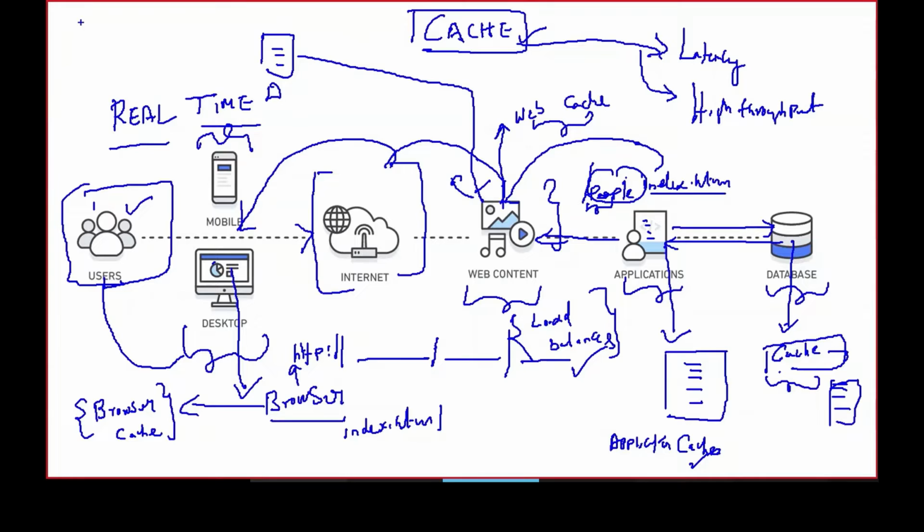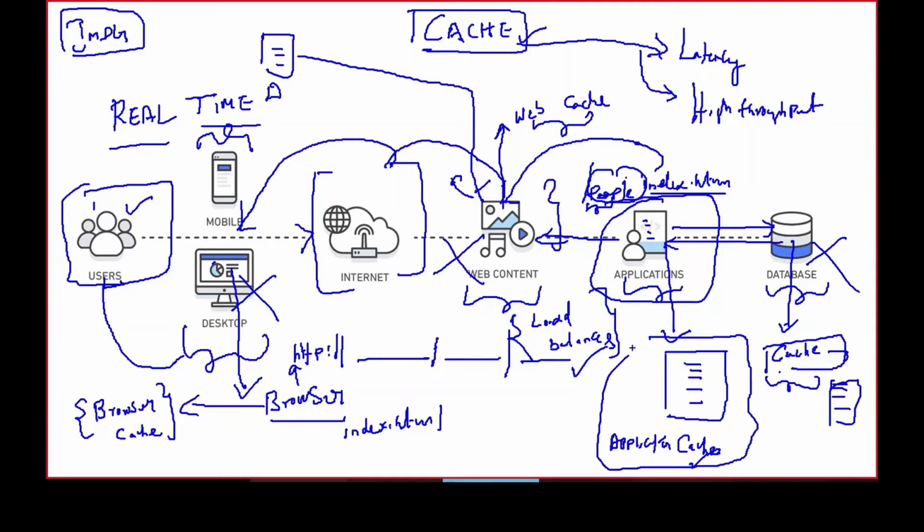So our Hazelcast IMDG, where does it come into the picture? Will it come in this area? No. Will it come in this area? No. Will it come within the database? No. When you are building an application, this application may need a cache layer for what? Low latency and high throughput.